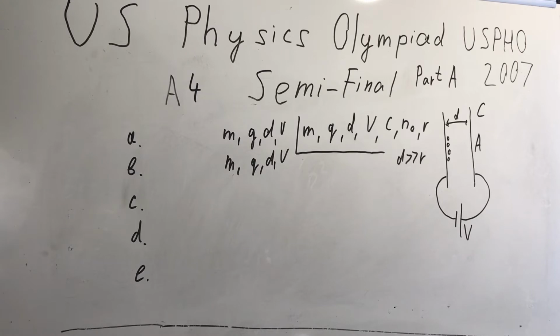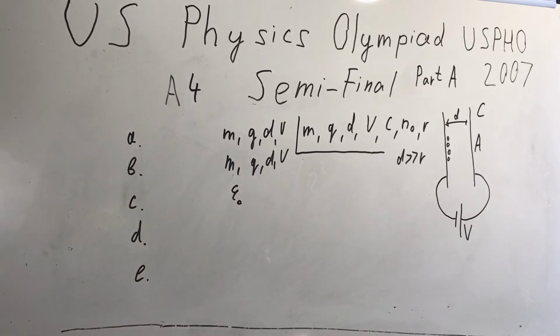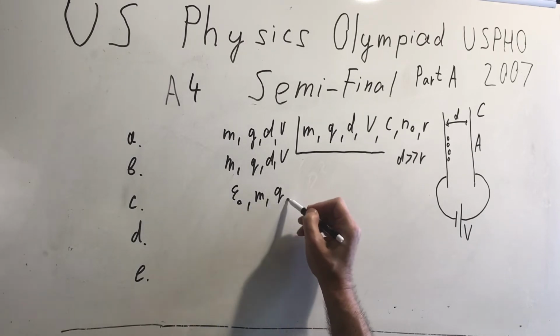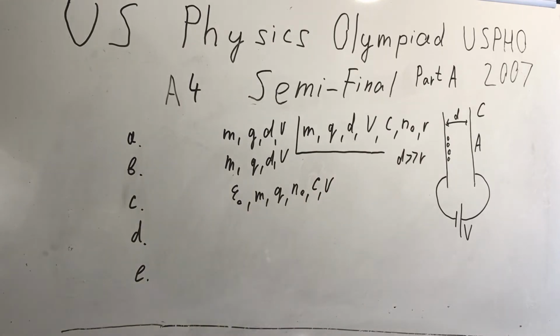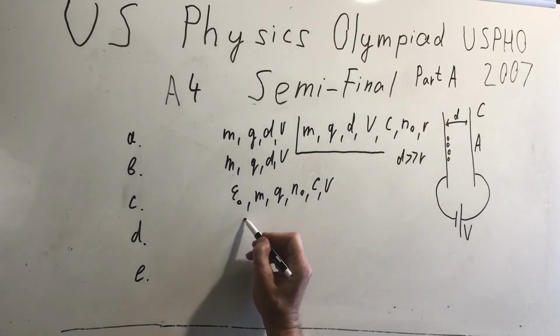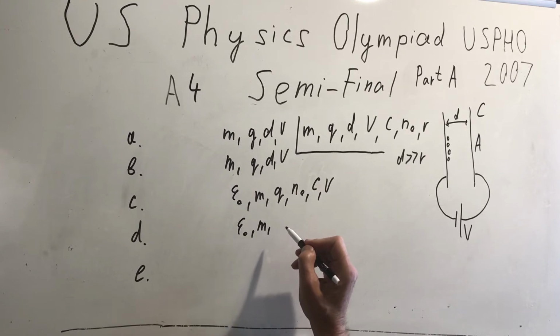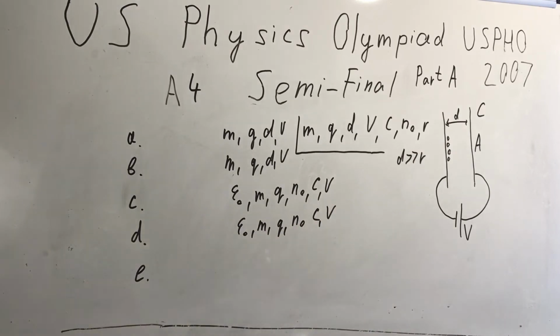Question C. Derive an expression for the current between the plates in terms of the permittivity of space epsilon 0 and any of the following variables: m, q, n0, C, and V. Question D. Derive an expression for the effective resistance of the device in terms of epsilon 0 and any of the other following variables: mass, q, n0, C, and V. The same as in the previous.